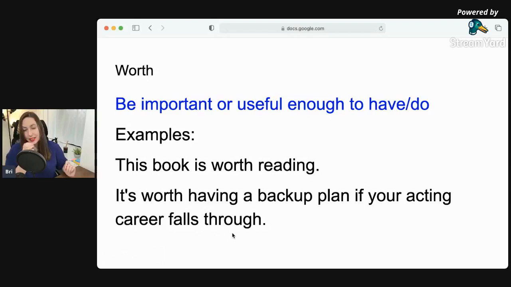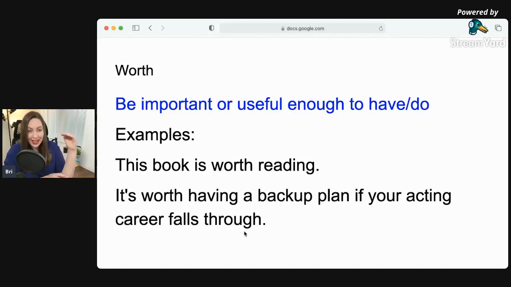So let's take a look at this sentence. Some words might be new. So a backup plan, maybe you have your first plan. I want to be an actor, but maybe you're not good enough. Or, maybe when you get older, you don't really want to be an actor anymore. Or something happens where you lose your voice. So if your acting career falls through means that your plan doesn't work.